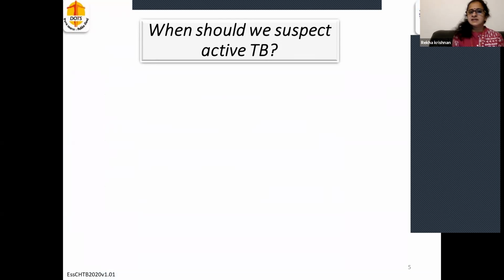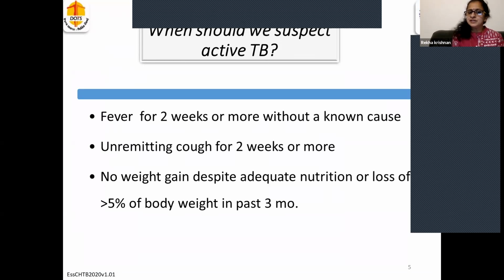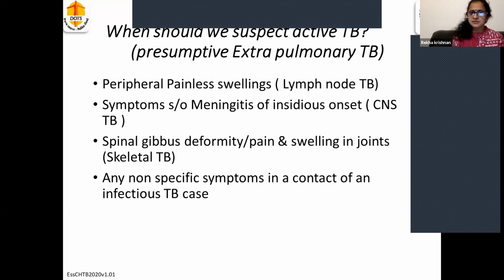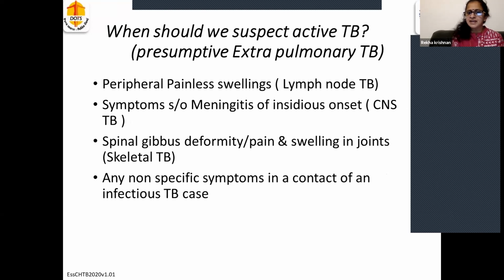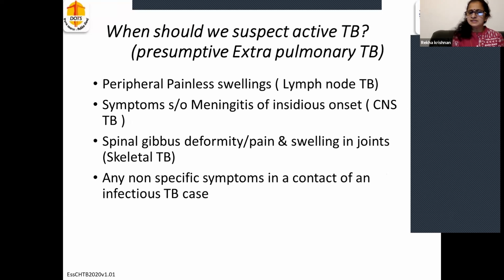And the basics: when should we suspect active tuberculosis? The points are: fever of 2 weeks or more without a known cause, unremitting cough for 2 weeks or more, no weight gain despite adequate nutrition, or loss of more than 5% of body weight in the past 3 months. Then for presumptive extrapulmonary tuberculosis, we have to look for peripheral painless swellings, symptoms suggestive of meningitis of insidious onset, spinal gibbous deformity, pain and swelling in joints for skeletal tuberculosis, and any non-specific symptoms in a contact of an infectious TB case.